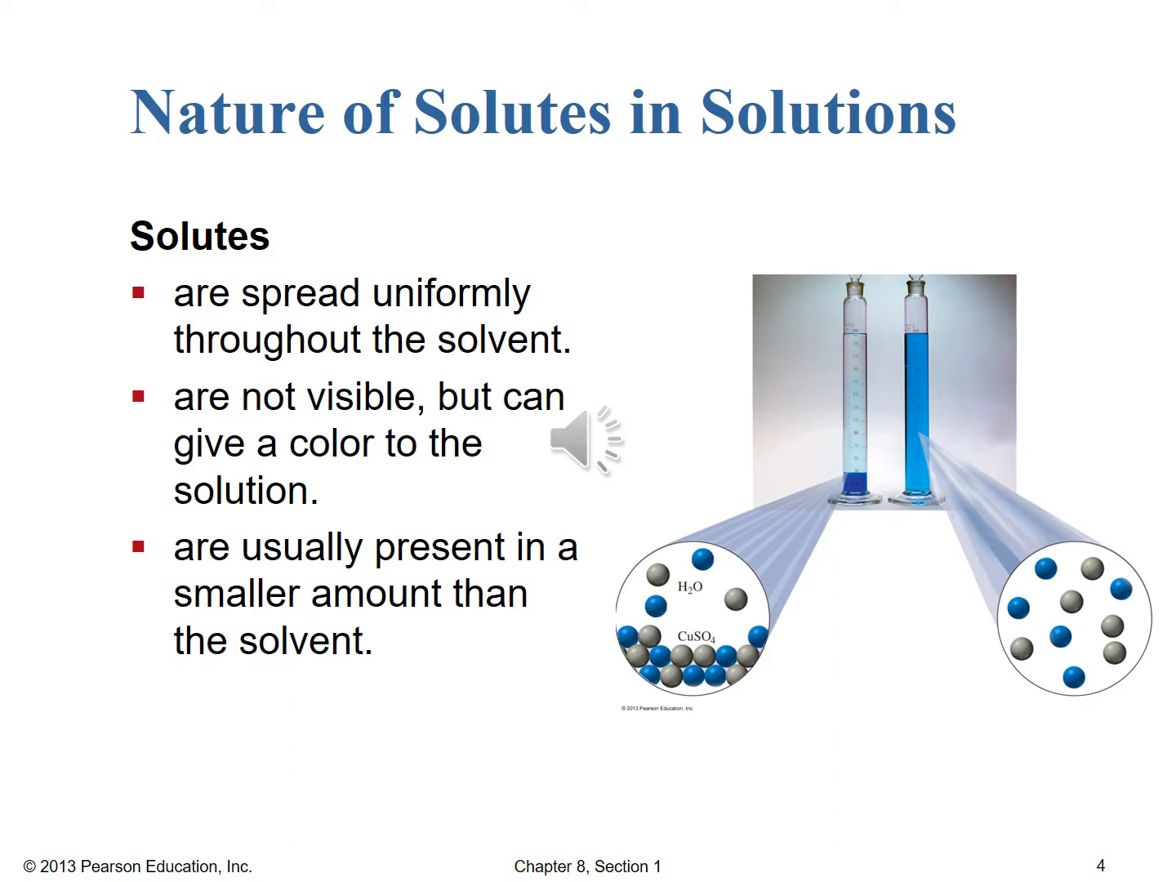Solutes are not visible in a true solution, but they can give rise to the solution. So sometimes we have dispersions where you have small particles present, and Brownian motion is enough to keep those suspended, but that's not a true solution. In a true solution, you should not be able to see, even with the microscope, the light microscope that is, the solute particles. And as we said before, the solute particles are present in a smaller amount than the solvent. Whether that amount is mass or moles, it depends on the particular solution we're investigating.